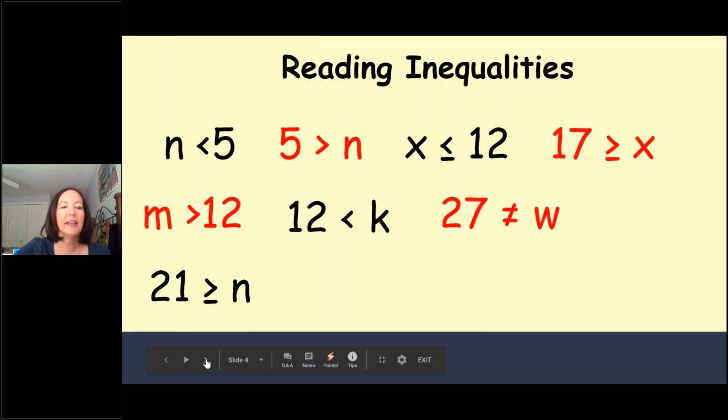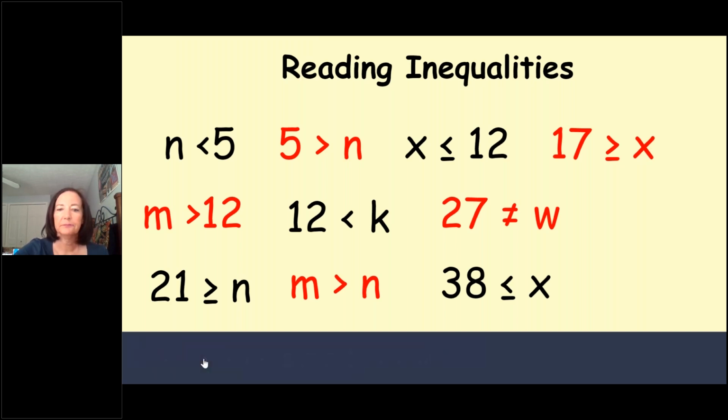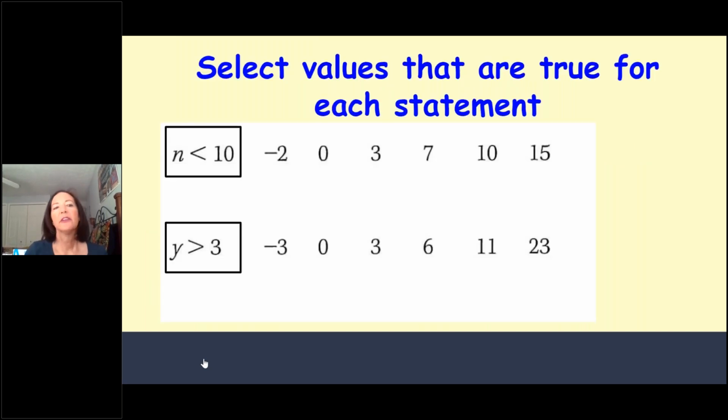Perfect. And Tylisha? 21 is greater than or equal to n. Nice. And Danielle? We have M is greater than N. And Tylisha? 38 is less than or equal to x. Perfect.